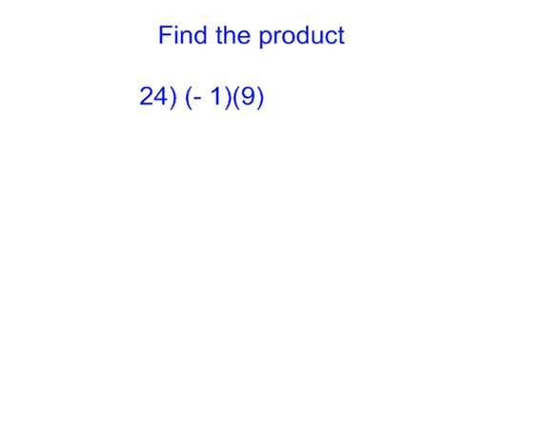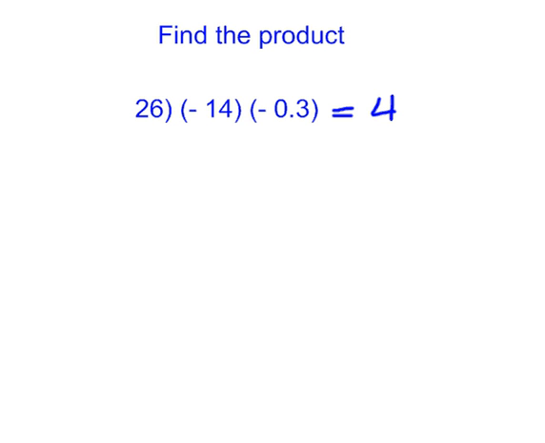24 says a negative 1 times 9. Once again, a negative times a positive gives us a negative. 1 times 9 is 9. The answer is negative 9. 26, negative 14 times a negative 0.3. Negative times a negative is a positive. 14 times 0.3 gives us 4.2.